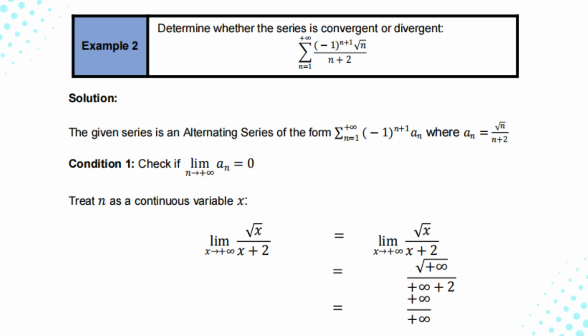For example 2, we determine whether the series is convergent or divergent: the sum of (-1)^(n+1) times the square root of n over n+2 from n = 1 to infinity.